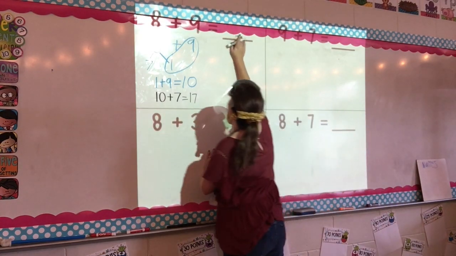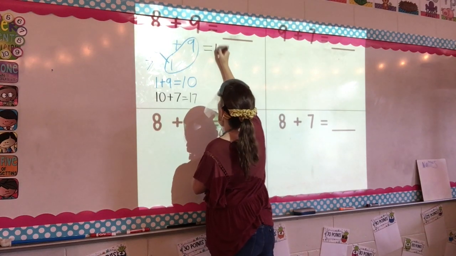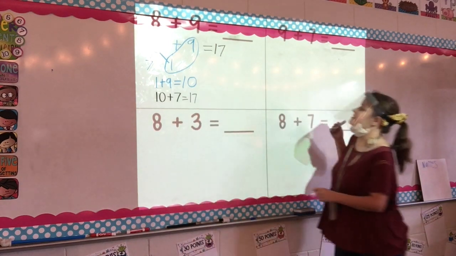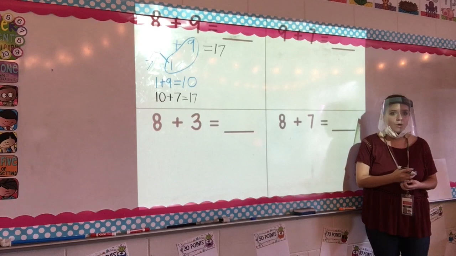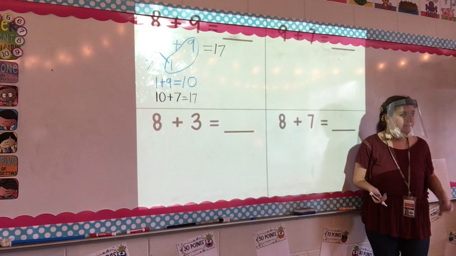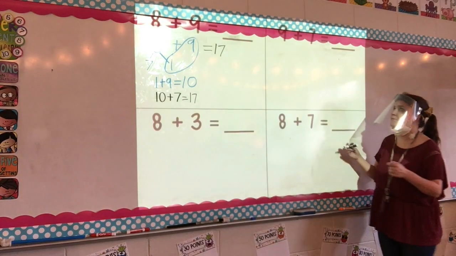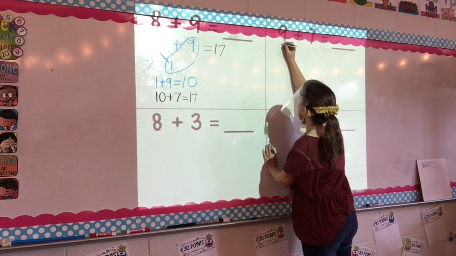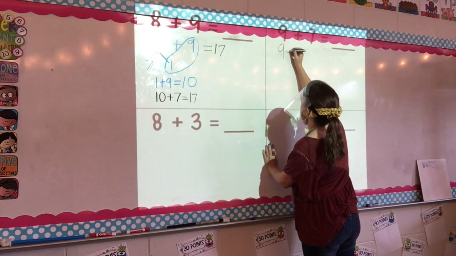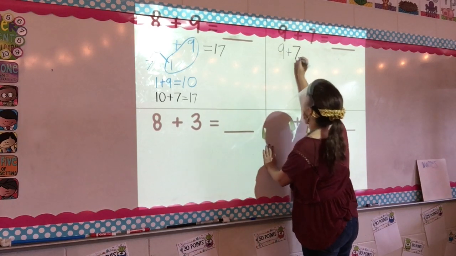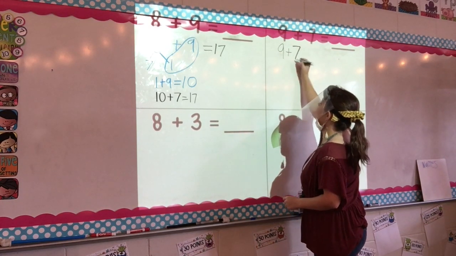Or I guess I rewrote the problem. 8 plus 9 equals 17. I want you to erase your board. Let's try again. We're going to do the next problem. At the tippy top of your page, write 9 plus 7. Don't do it too big because you'll run out of room. 9 plus 7.